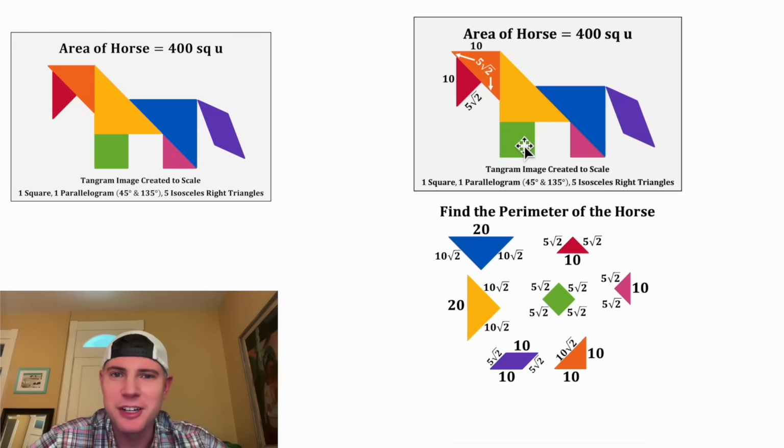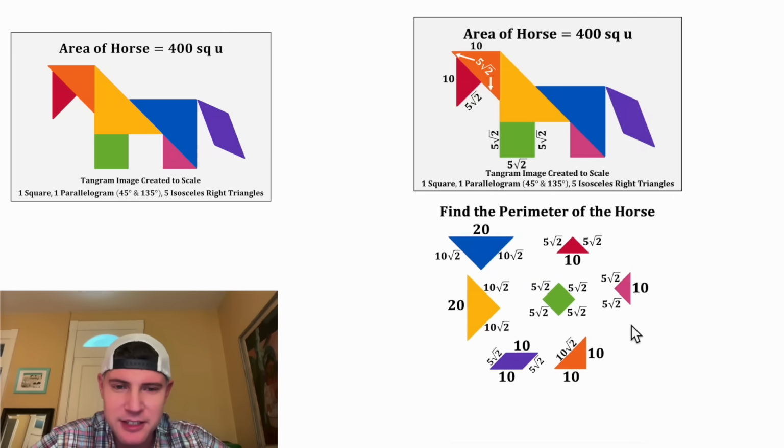Let's do the green square next. Each of the sides of the green square are equal to 5 root 2. And then for the pink triangle, each of these legs is equal to 5 root 2. Next, let's do this blue triangle. Each of these legs are equal to 10 root 2. And then for the tail made up of the purple parallelogram, we know this is equal to 10 and this is equal to 10. And these two sides are equal to 5 root 2.